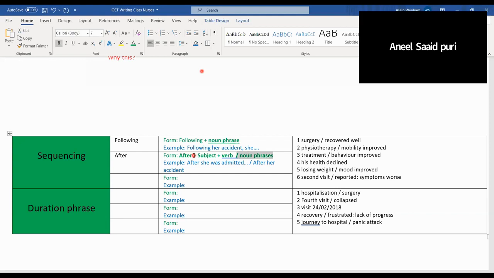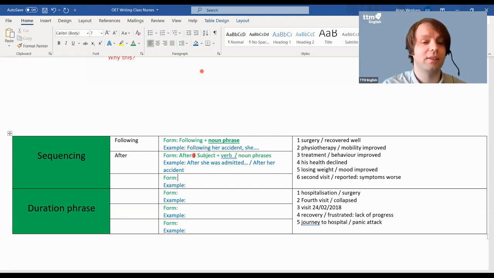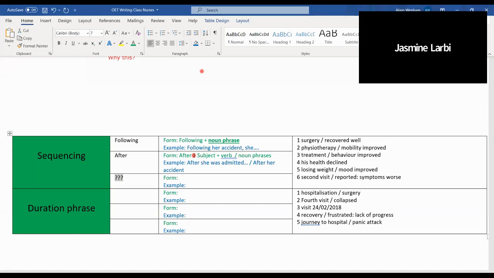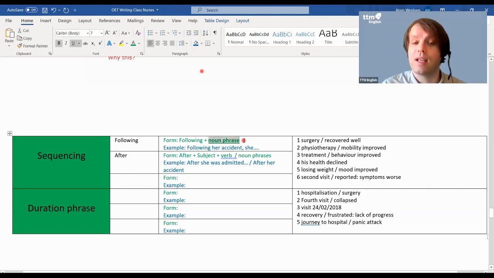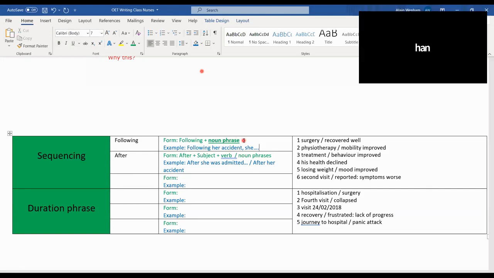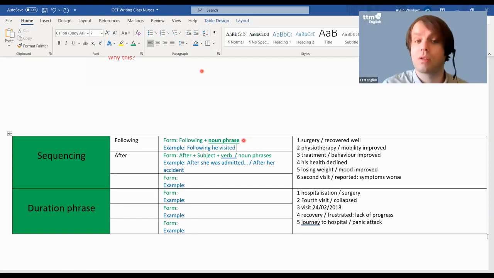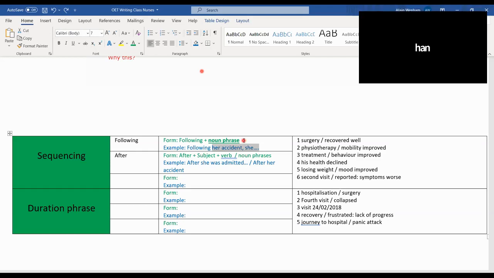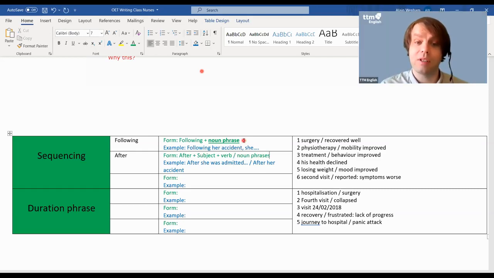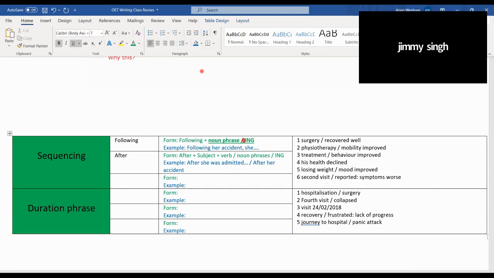Is there any more sequencing language? There's one more. Ellen, can you say following his visit, his current visit or something? Yeah, but that's a noun phrase, his visit. But you cannot say following he visited. Now it's wrong, because that's subject and verb. After is a preposition, so after we can use ing as well. You have all this freedom, noun phrases and ing. Also, you could have following being admitted to hospital.